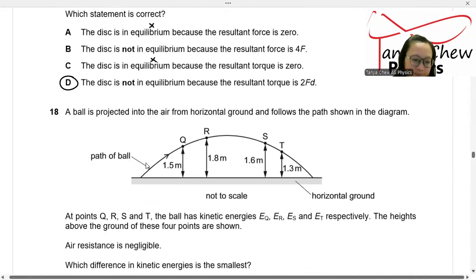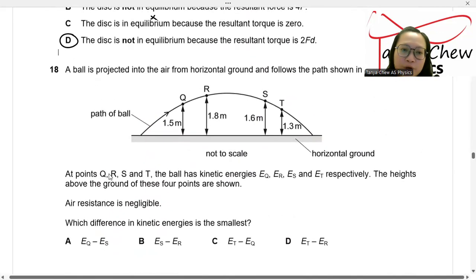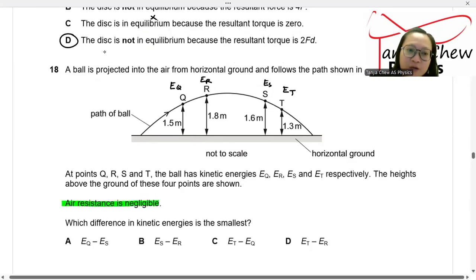Now, number 18, a ball is projected into the air from a horizontal ground and follows the path shown in the diagram. At points Q, R, S, and T, the ball has kinetic energies EQ, ER, ES, and ET, respectively. The heights above the ground of these 4 points are shown. Air resistance is negligible. Another good news here. Okay, ignore air resistance. Which difference in kinetic energies is the smallest?